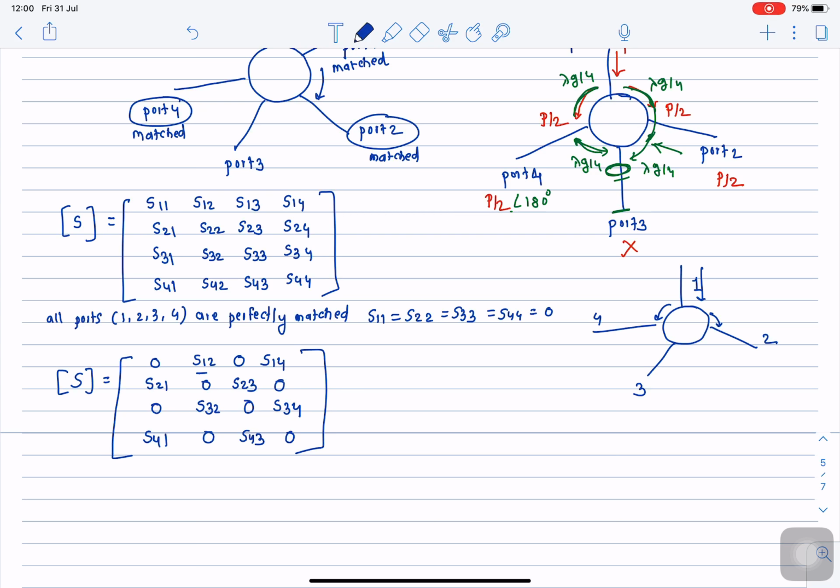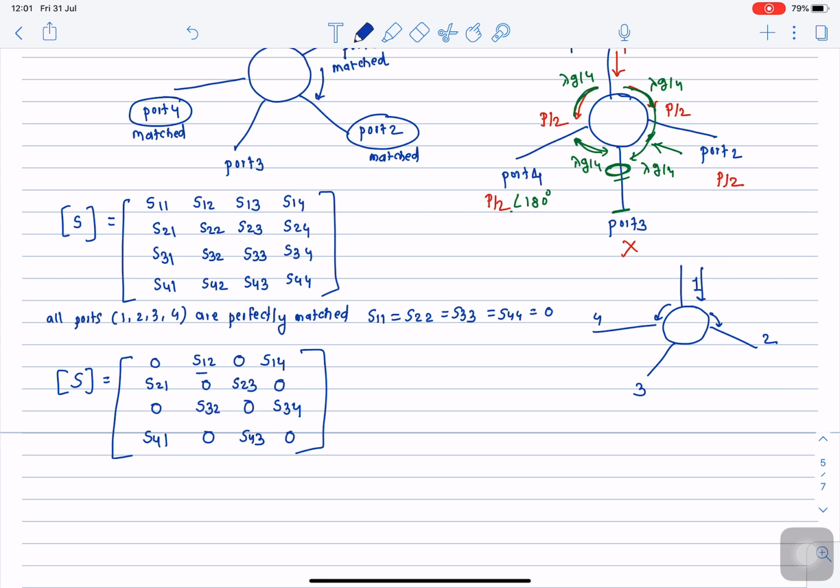So this is one of the advantages that the hybrid ring is going to offer us over the magic T. Functionality-wise, the working operation of the magic T is the same as that of the hybrid ring. The only thing is, the magic T is bulky and does require internal matching, while the hybrid ring is compact in structure and construction, and doesn't require internal matching.